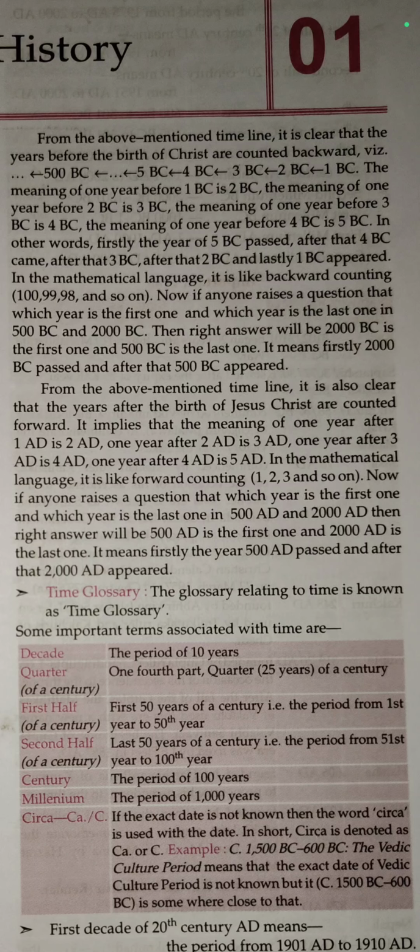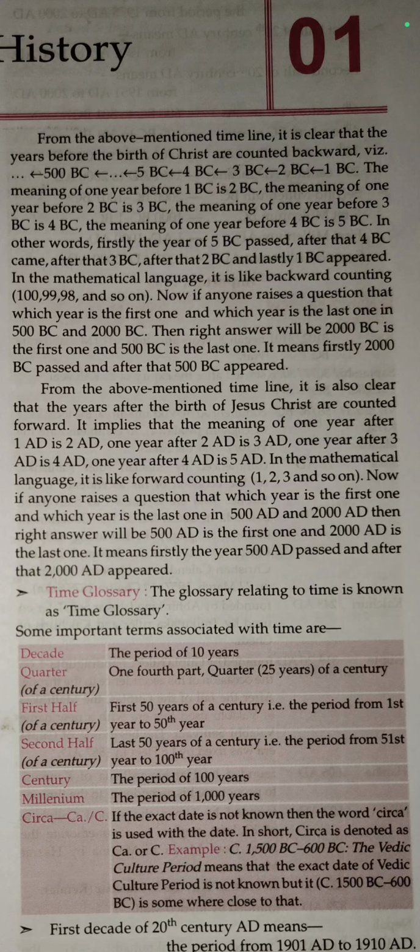Now, if anyone asks which year is the first one and which is the last one in 500 BC and 2000 BC, the right answer is that 2000 BC is the first one and 500 BC is the last one. It means firstly 2000 BC passed and after that 500 BC appeared.